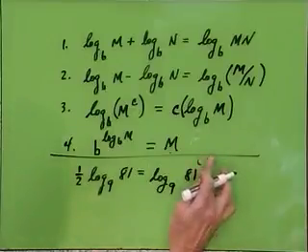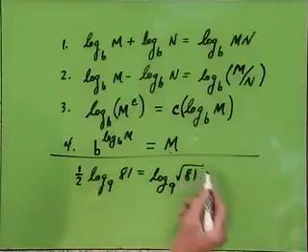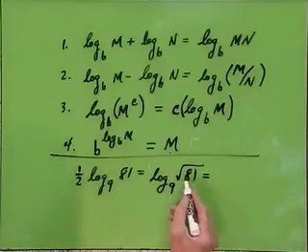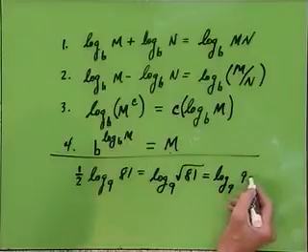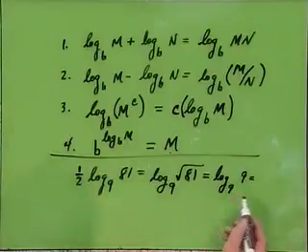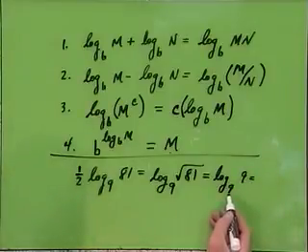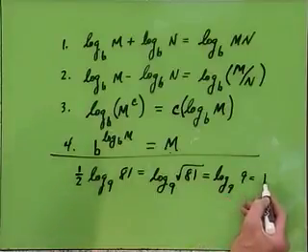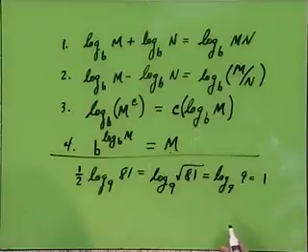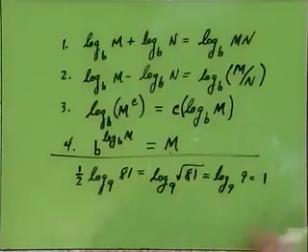So what I'll do is write this as a square root. That is the 1/2 power. Now, the square root of 81 is 9. So this is the log base 9 of 9. And what is the exponent I'd put on base 9 to get 9 for the answer? 1. So this answer ends up being 1 in this case. This one I could actually reduce.